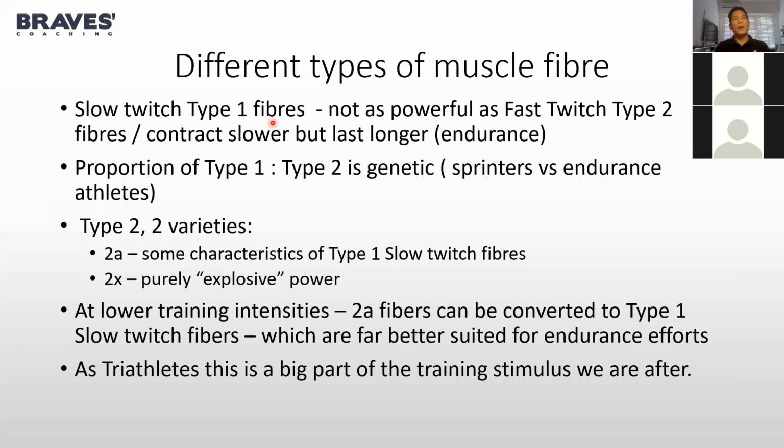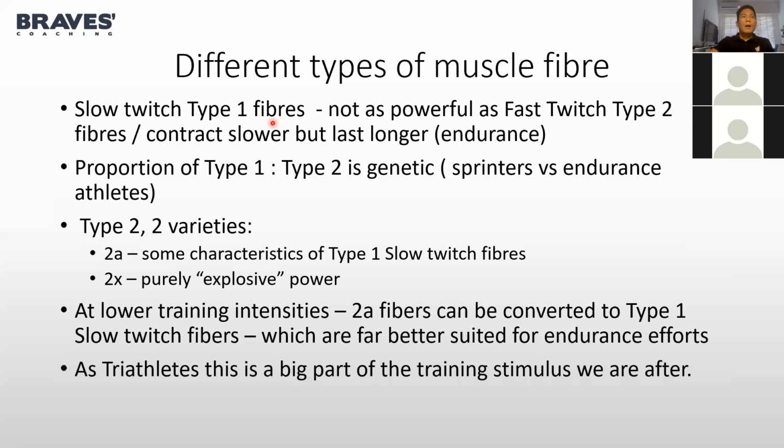The proportion of type 1 to type 2 is genetic. So there are some people that are a little bit more skewed towards sprinting or high power efforts, and other athletes that are more geared towards endurance, which is why, if you look at cyclists, some of them are sprinters and some of them are three-week-long tour riders.